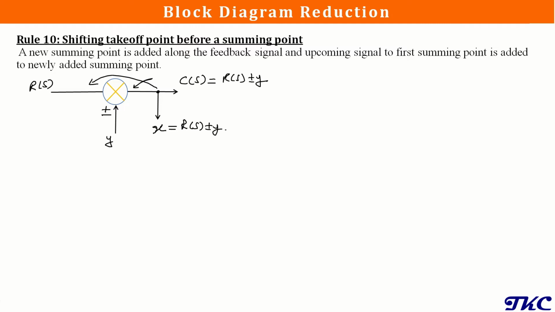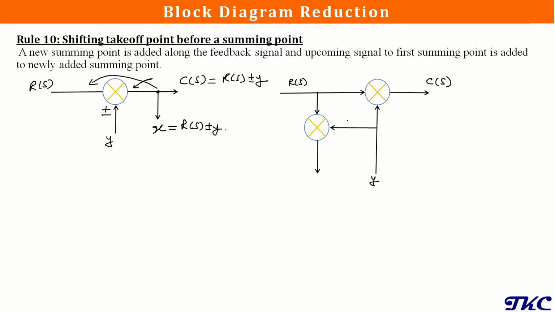Now let's see what happens if we apply this rule. Here we have shifted this takeoff point before this summing point. We have added one more summing point, and we have also added the signal Y to it. The input here is again R(s) and the output is C(s), and Y may be positive or negative, and the same we need to add here, positive or negative. And this is X, where we have added a new summing point.